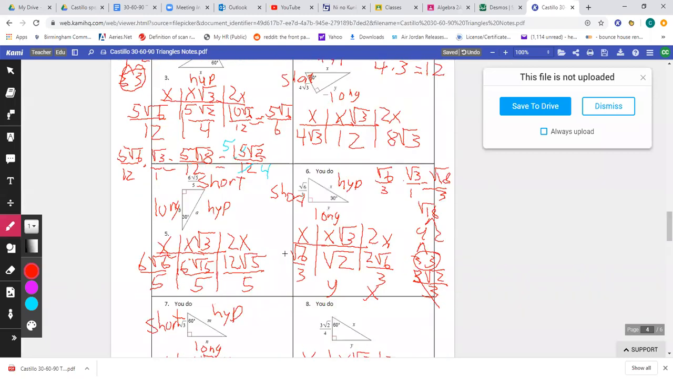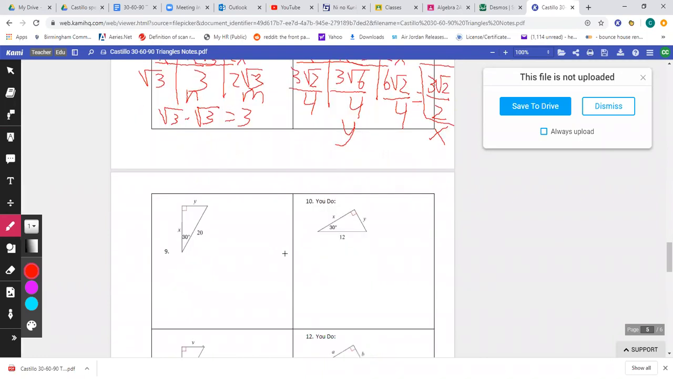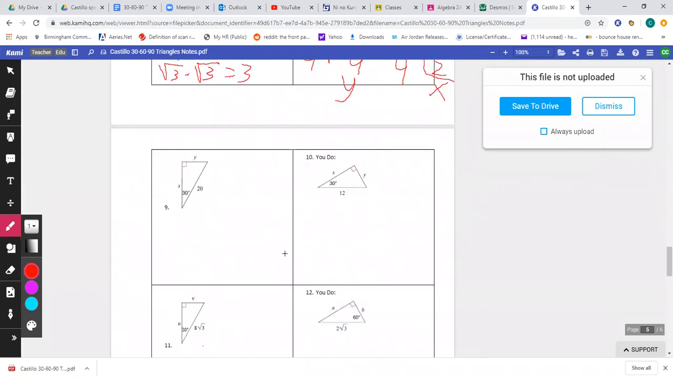Okay, so all of these examples, they give you the short leg first. Let's do some ones where they do not give you the short leg first. Number 9 should be super easy. It's just like number 1 and number 2. So this is short, this one's long, this one's the hypotenuse. So if you do x, x √3, and 2x, sorry, that's supposed to be an x.